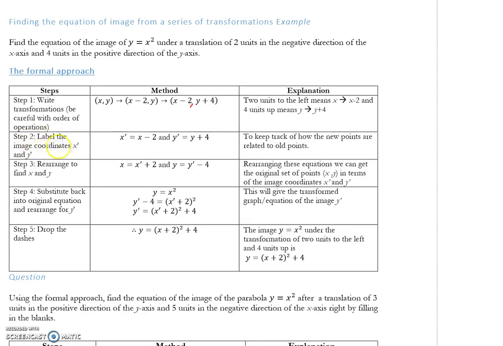Step 2 is to label the image coordinates x dash and y dash. So this is x dash, this is y dash, and you write it out explicitly: x dash is x minus 2, y dash is y plus 4. Step 3 is just to rearrange. We want to find x in terms of my image coordinates. So if I add 2 to both sides here, I get x is x dash plus 2, and if I subtract 4 from both sides here, I get y is y dash minus 4.